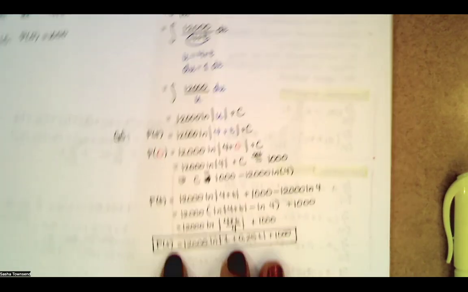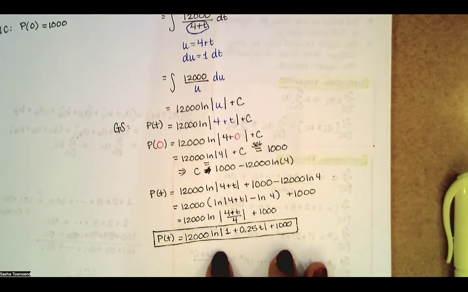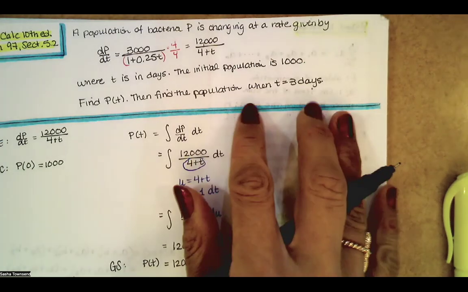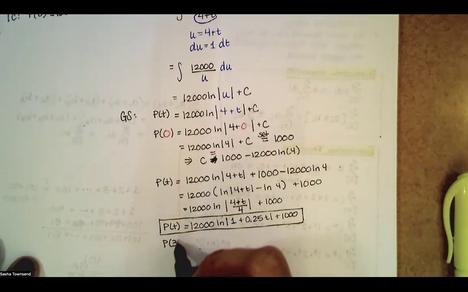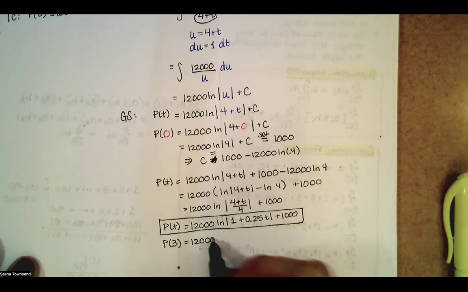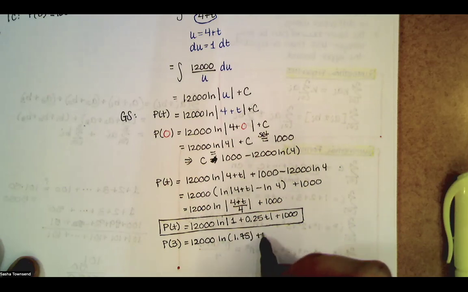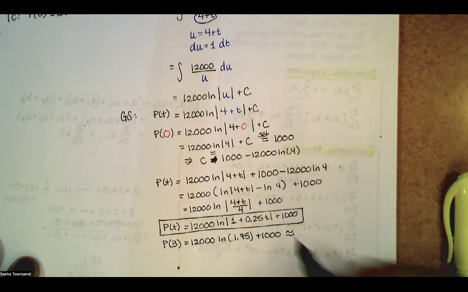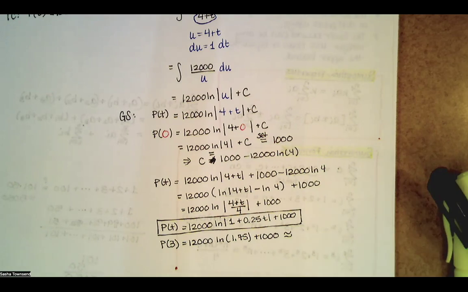So we can graph these functions. We can graph this function and dp dt on Desmos.com. And then we will also use Desmos to evaluate that function at t equals 3 days. So we're just going to substitute t equals 3 here. We'll get p of 3 equals 12,000 times natural log of 1 plus 3 times 0.25, or 1.75, plus 1,000. But I don't actually know what that is unless I use a decimal or a calculator to approximate the natural log of 1.75. So I'm going to use Desmos to do that.